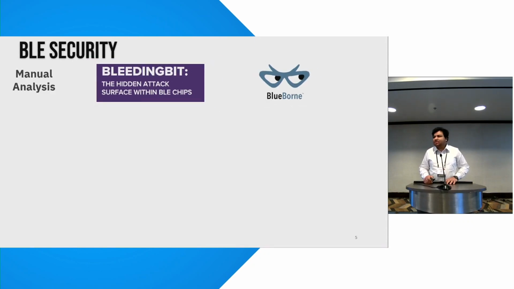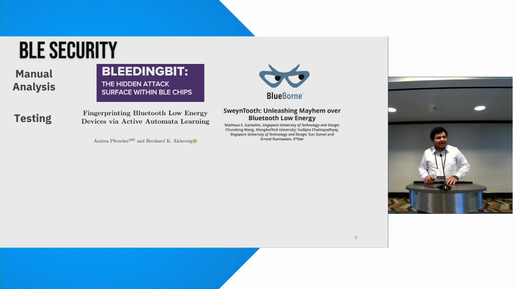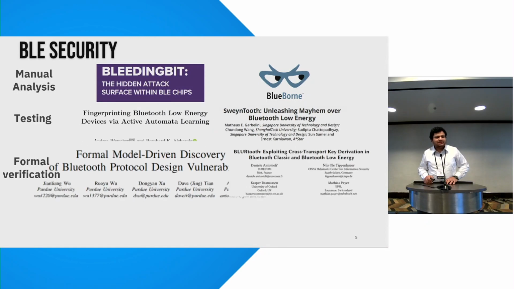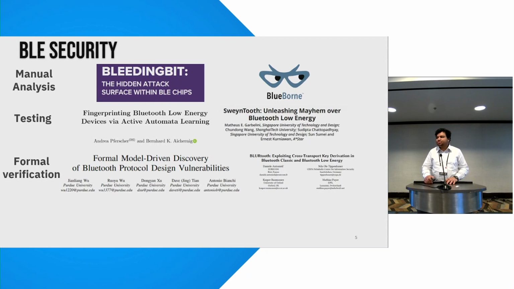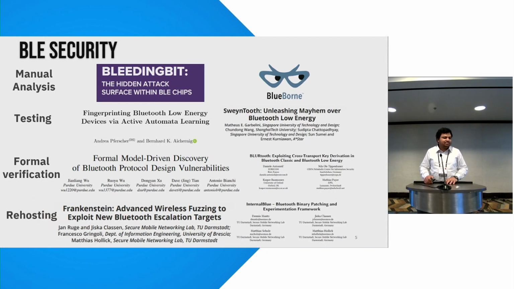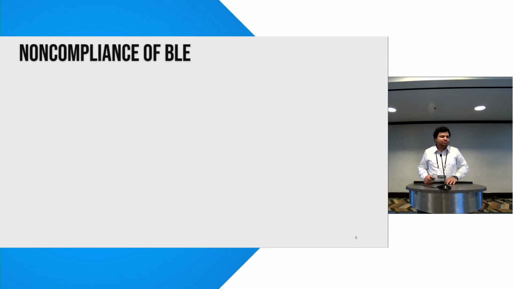On a high level, all the previous works on Bluetooth Low Energy protocol implementations can be grouped into 4 categories. First one is different manual analysis for bug finding. Second is different testing approaches. Third is formal verification of protocol spec. And last one is based on rehosting and reverse engineering. Though all these works have shown real promise, one important research vector is still missing, that is non-compliance checking based on the specification. So that is what we want to talk about.